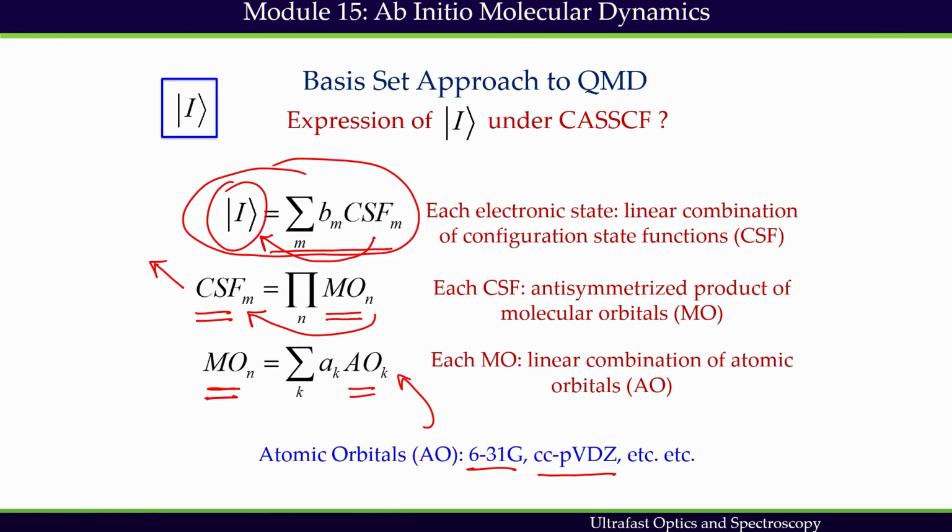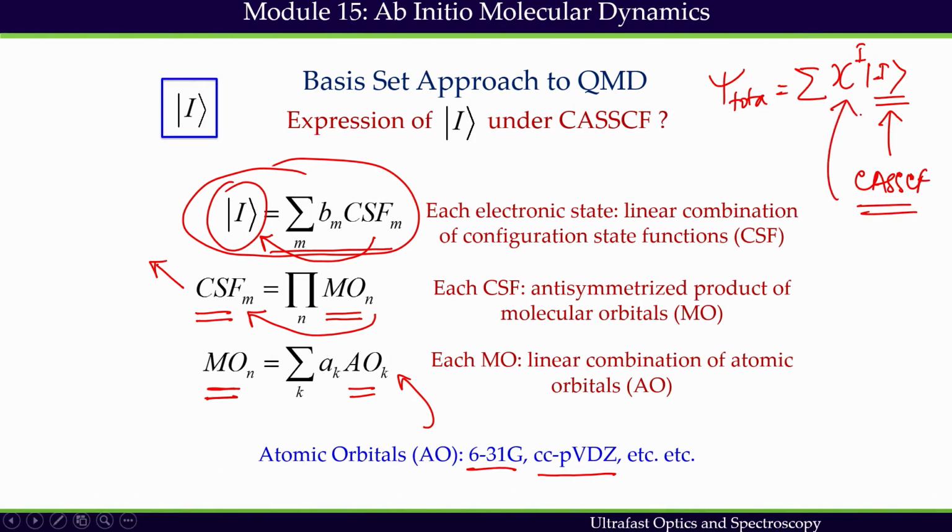The CASSCF wave function is the expression of the electronic wave function. But the total wave function, we have seen, is nothing but the summation of the product of the nuclear wave function and the electronic wave function. So the electronic wave function we know how to represent. This has to be represented with the help of the CASSCF methodology. But how do we express this nuclear wave function? That is an important question right now.